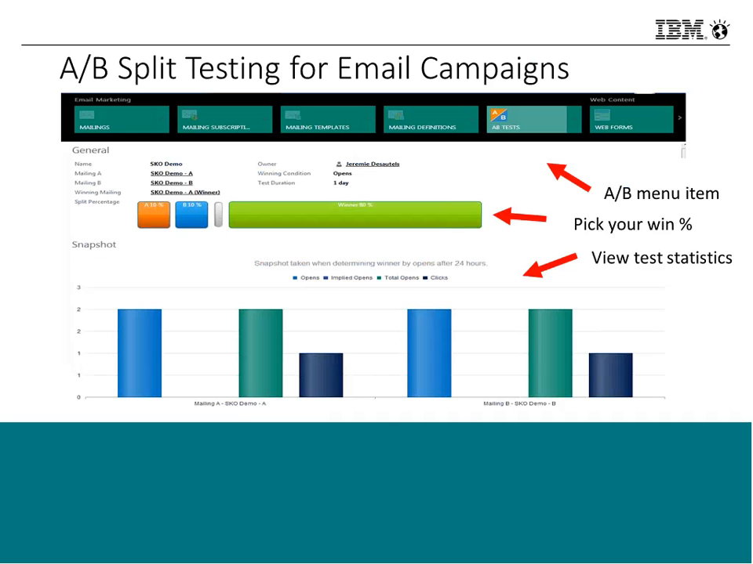And this is how you'll build your A/B test within Coreimus. So you can see that we have your two mailings. You can pick and choose what percentage you want it to win, and then you can view your statistics at the bottom.